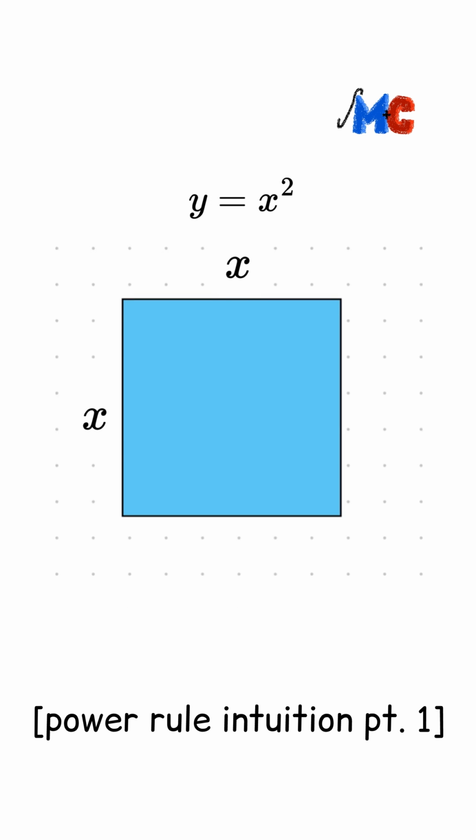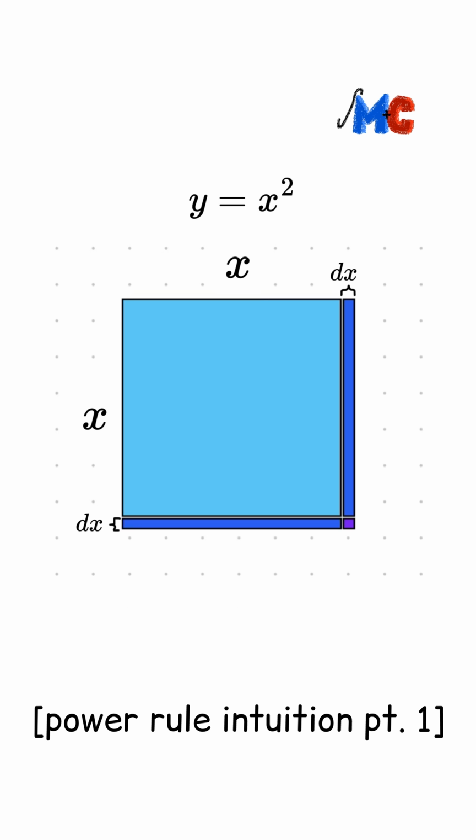Now we're going to do something that is the bread and butter of differential calculus, and we're going to see what happens when we change x by some really tiny amount. We're going to increase our side lengths by some infinitely tiny change to x that we'll label as dx. In doing so, we've also changed our total area y by some infinitely tiny amount, which we'll label as dy.